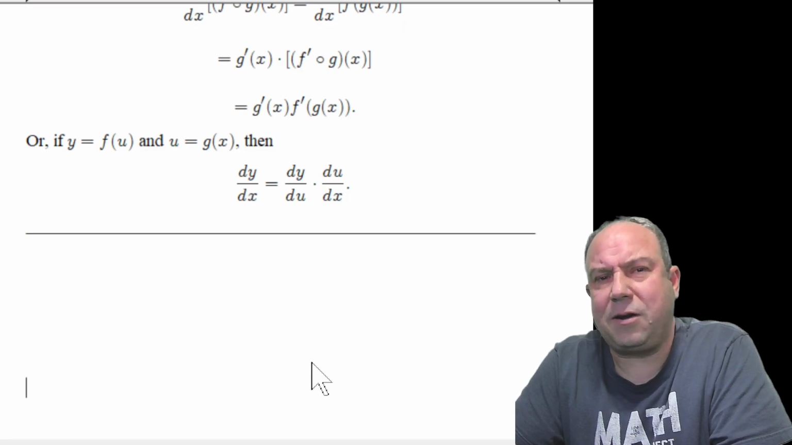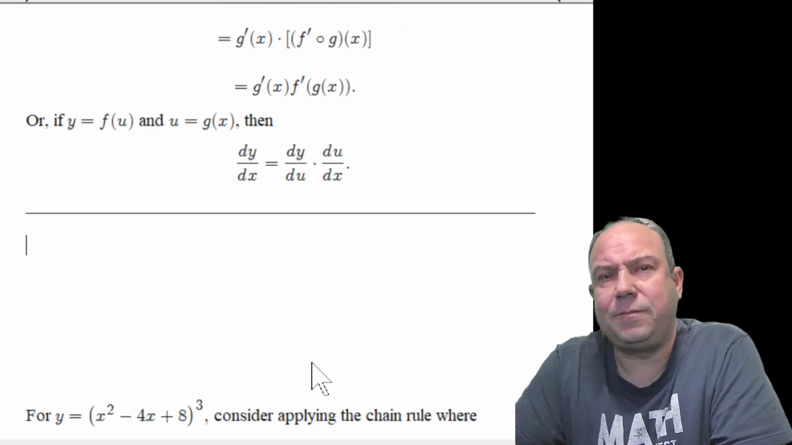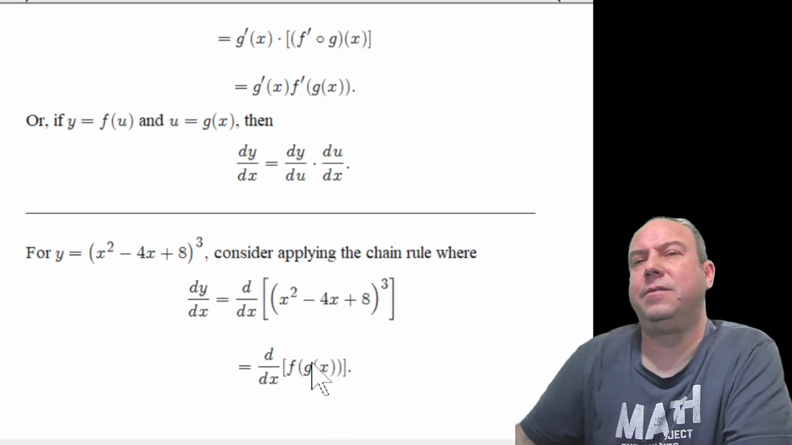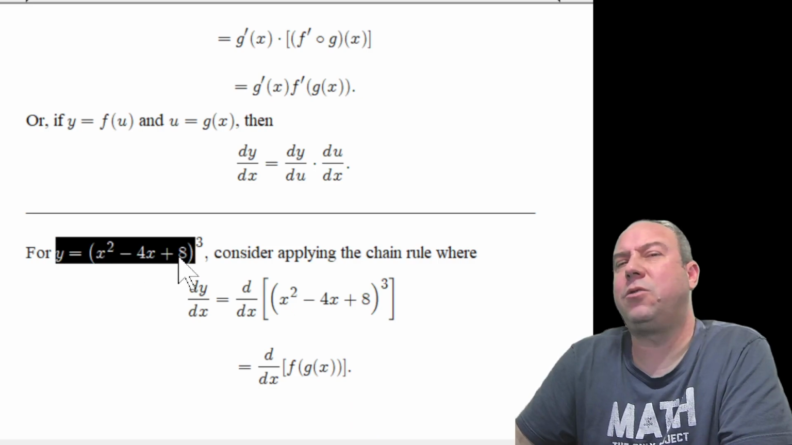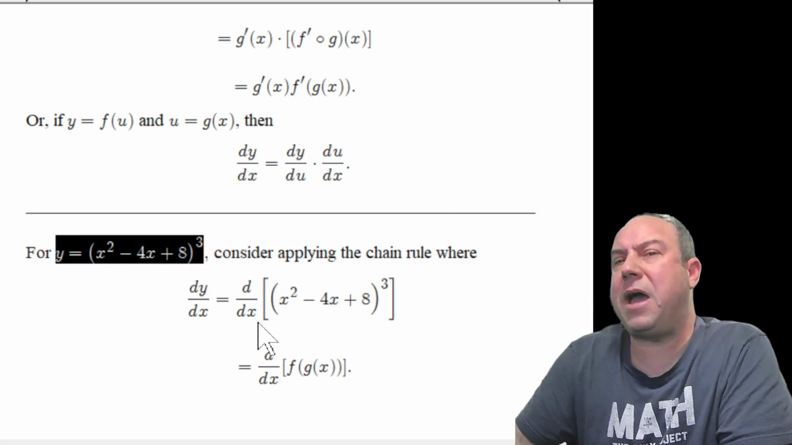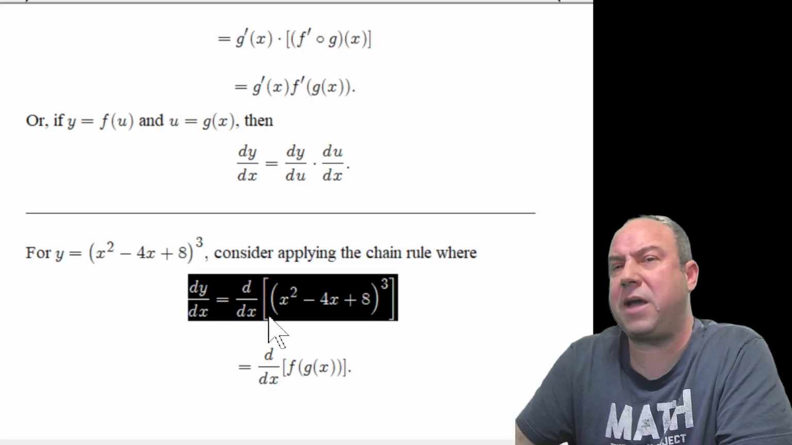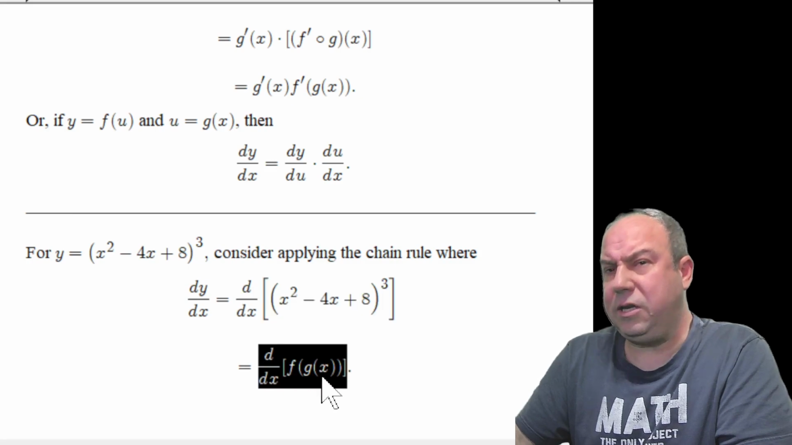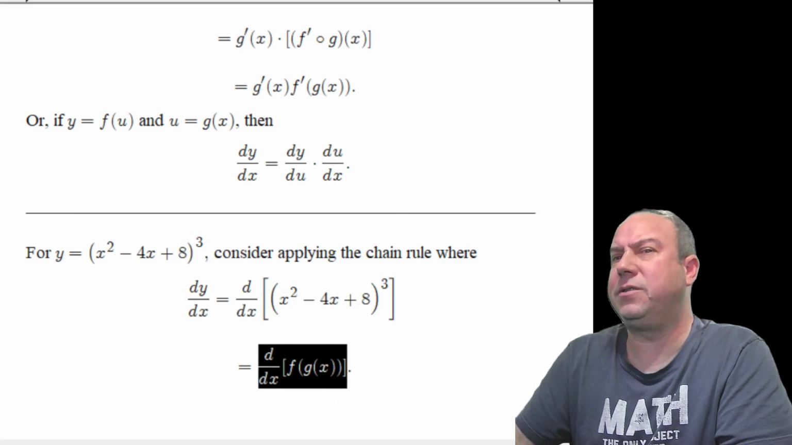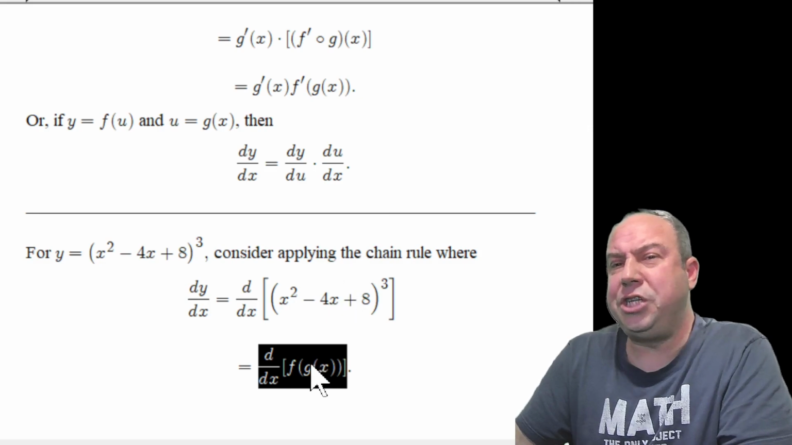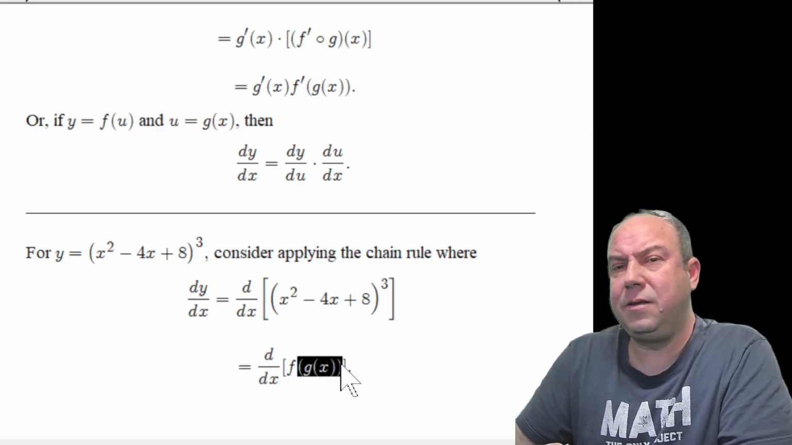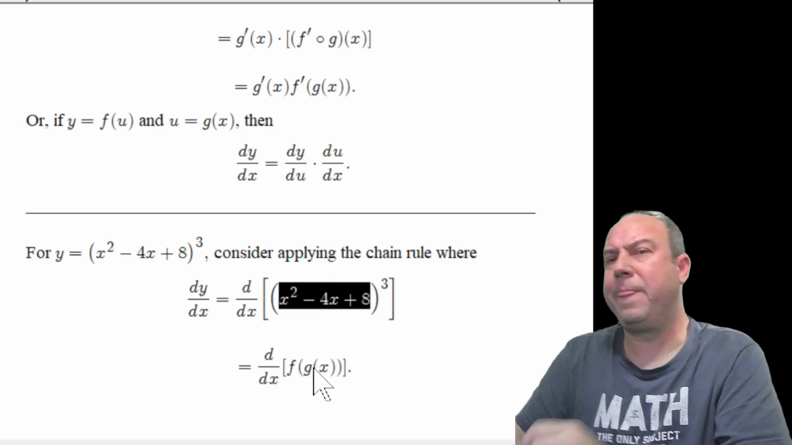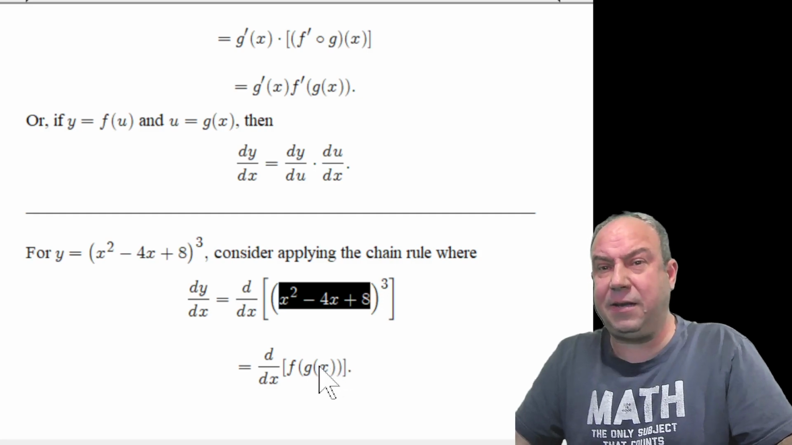Now let's look back at our example. For our case, where y equals x squared minus 4x plus 8 raised to the third power, if we're interested in the derivative of y with respect to x for that statement, right, then we do have a composite of two functions. We had already highlighted that. G of x, the interior function, being x squared minus 4x plus 8.